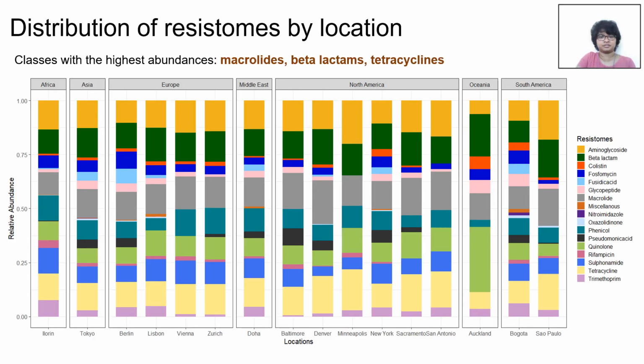The figure here shows the distribution of resistomes over locations. We find that roughly the resistomes show similar abundances over different locations. We found that the 3 classes with the highest abundances of resistomes were macrolides, beta-lactams, and tetracyclines.